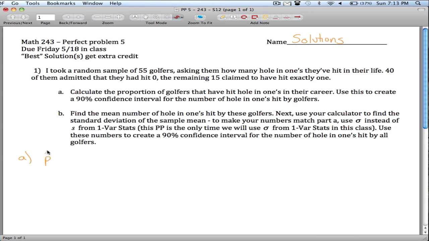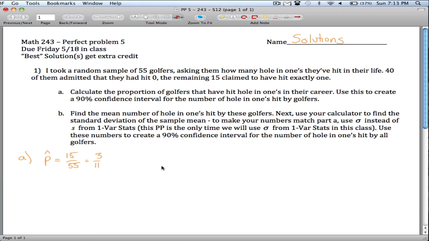P hat equals 15 divided by 55. Right, you got 55 golfers, 15 of them hit a hole in one. So we can reduce this. This is 3/11ths, or about 0.27 repeating. Maybe I'll just leave it like this. So use this to create a 90% confidence interval.